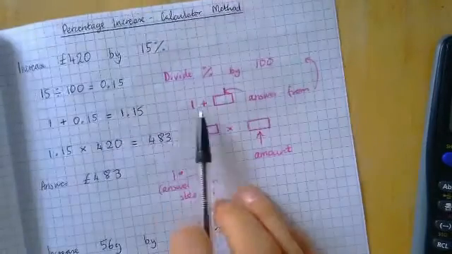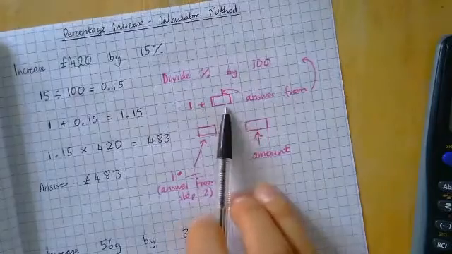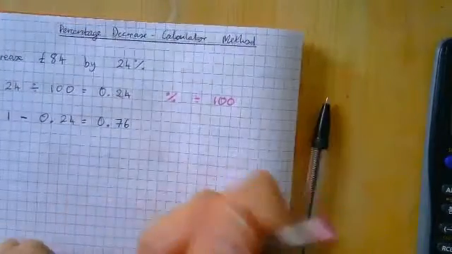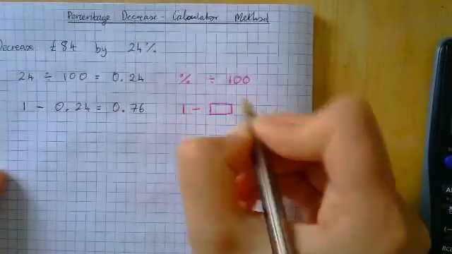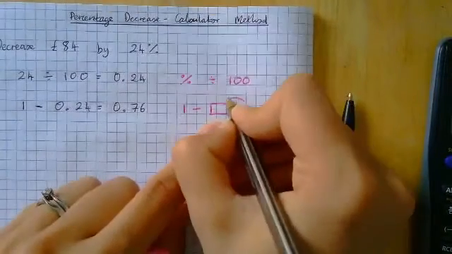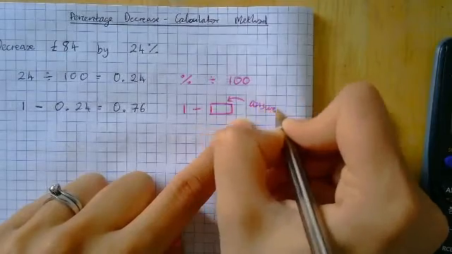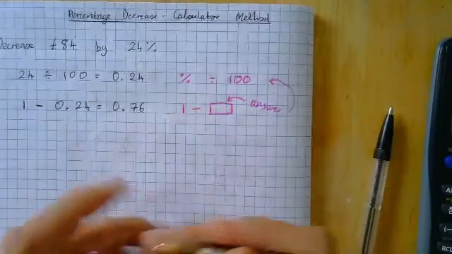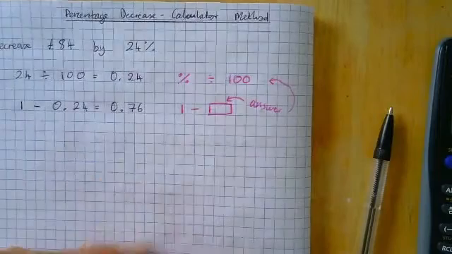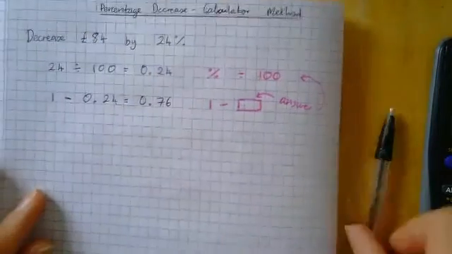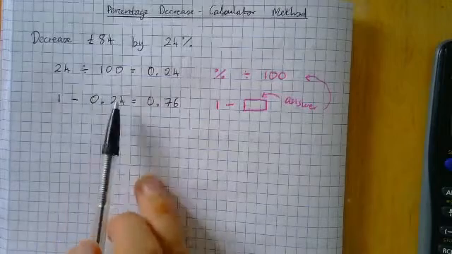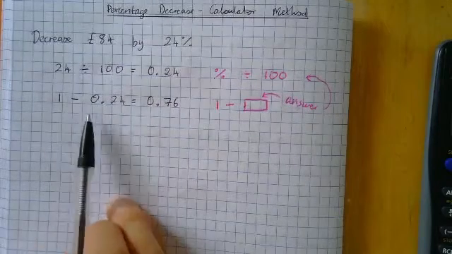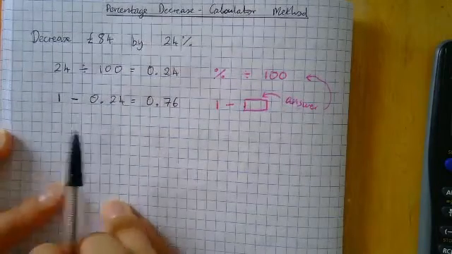So last time, if you look, we did 1 plus our answer from the first part. Well, this time, we're going to do 1 minus our answer. And that's the only difference in this method. So this is the answer from the first part. So that's the only difference. I do 1 minus that. It's really important that you do the 1 first. So it's either 1 plus for increase or 1 minus your answer for decrease.